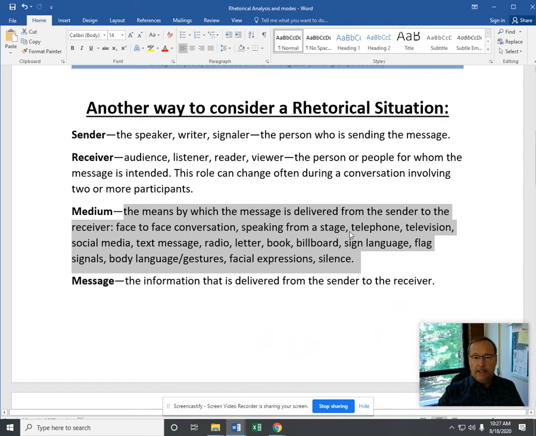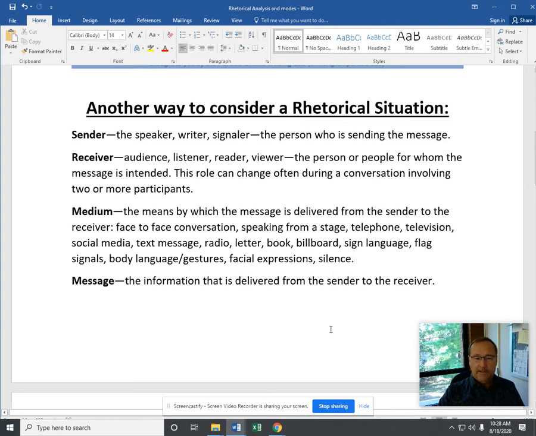The medium could be speaking from a stage, telephone, television, social media, text messaging, radios, letters, books, billboards, sign language, flag signals. If you're an air traffic controller, or if you're somebody who's down on the ground giving directions for planes to land and that sort of thing, you'll use flags. So that's a specific medium. Even gestures and facial expressions, and yes, even silence is a medium. What you don't say is sometimes as important as what you do say.